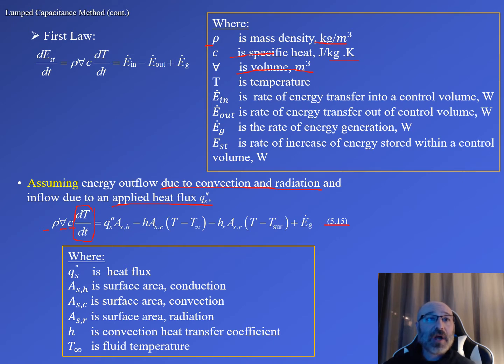Now this is equal to our heat flux times A sub S,H, which is the surface area due to conduction, minus A sub S,C, which is our surface area due to convection, times our temperature difference of T minus T infinity, where T infinity is our surrounding fluid temperature, minus H sub R, which is the convection due to radiation, times A sub S,R, which is our surface area due to radiation as well, times the temperature difference between our temperature and our surface temperature, plus E dot sub G, which again is our rate of energy generation in watts. And this is going to relate back to equation 5.15 in our textbook.